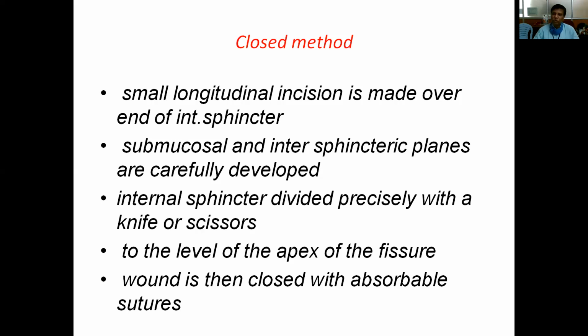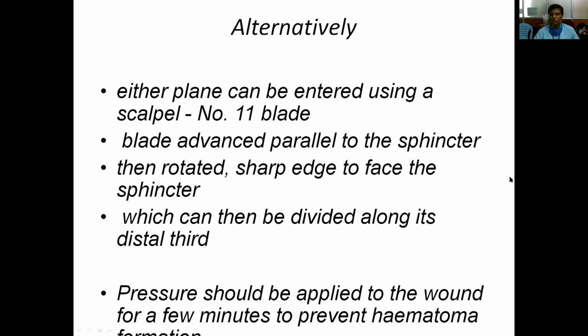And if you have got a tenotomy knife, which is used to cut the tendons by orthopedic people, you can use this tenotomy knife also to cut the lower 1/3 of the internal sphincter. That is the alternative method of closed sphincterotomy.